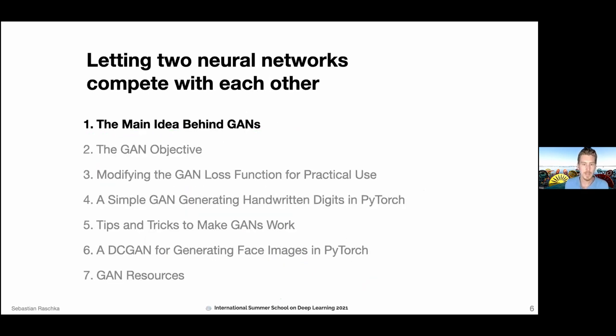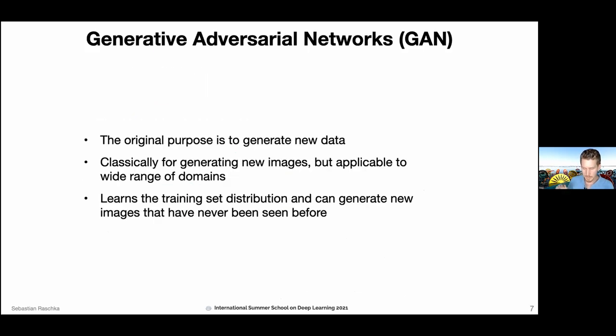All right, so then to get started, let's talk about the main idea behind GANs. It's essentially about letting two neural networks compete with each other. So we have two networks and they play this kind of adversarial game where one wants to generate new images and the other one has the task of telling apart whether an image is generated or not. So the original purpose, like I mentioned earlier, is to generate new data. And classically, originally, this was developed for generating new images, but of course, it can also be applied to other domains.